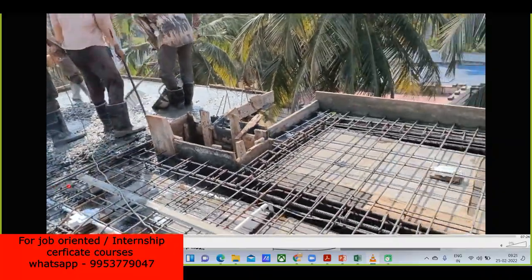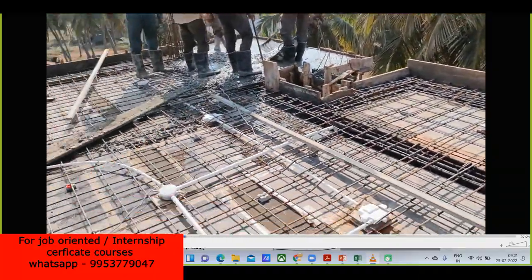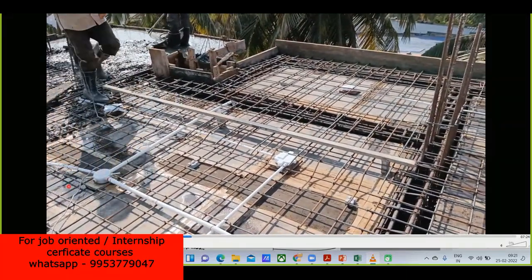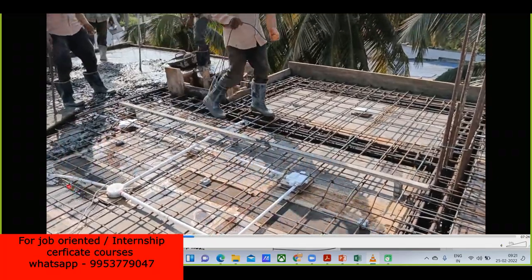there won't be much evaporation of the water from the concrete. And if there is an immediate evaporation of the water from the concrete, then again there is a chance of plastic cracks on your slab. So that is why the best practice is to try to do the concreting work in the evening.